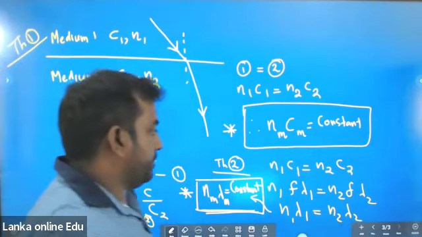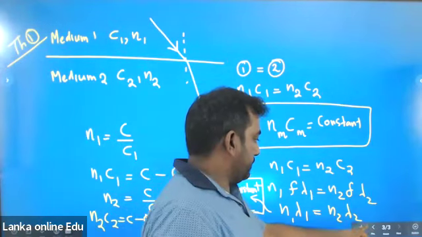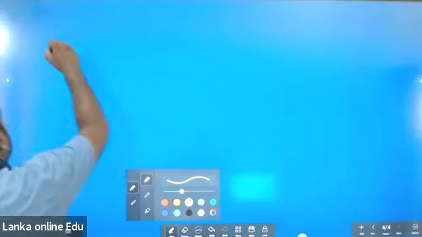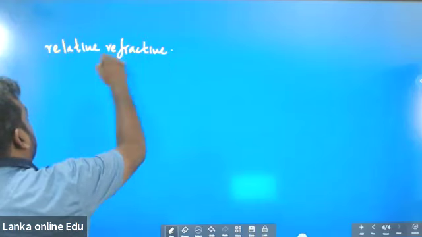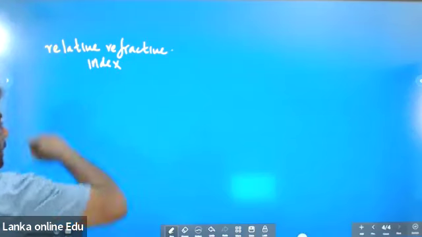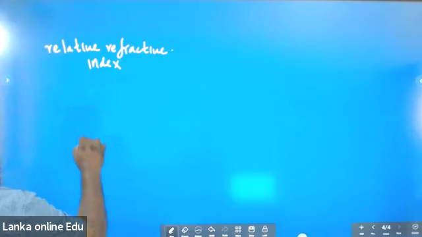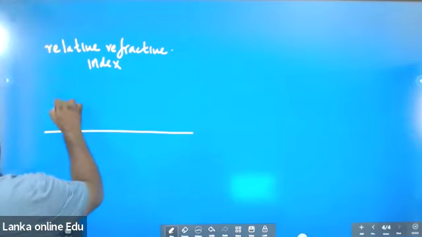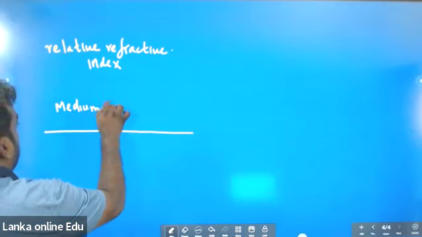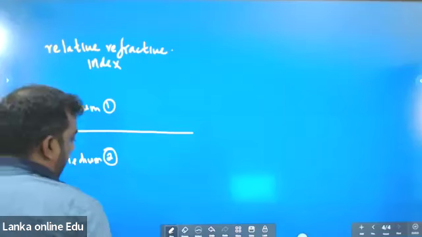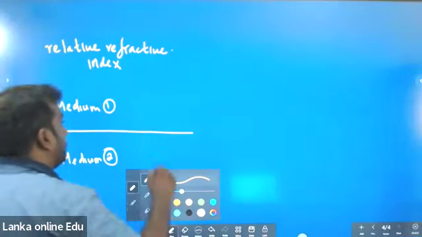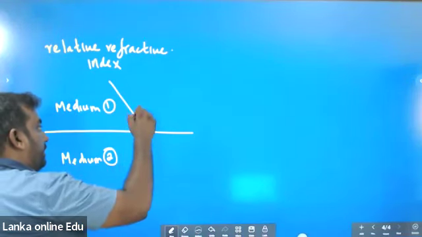Okay. Right. Have a look. Then we have relative refractive index. Let's say here we have medium number 1. Here we have medium number 2. Light is traveling from one medium to another.